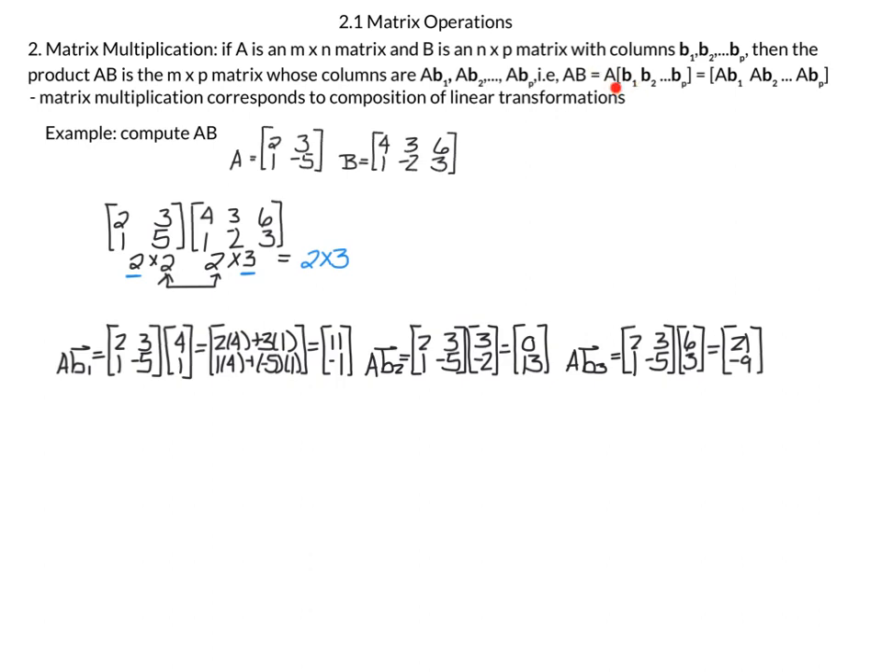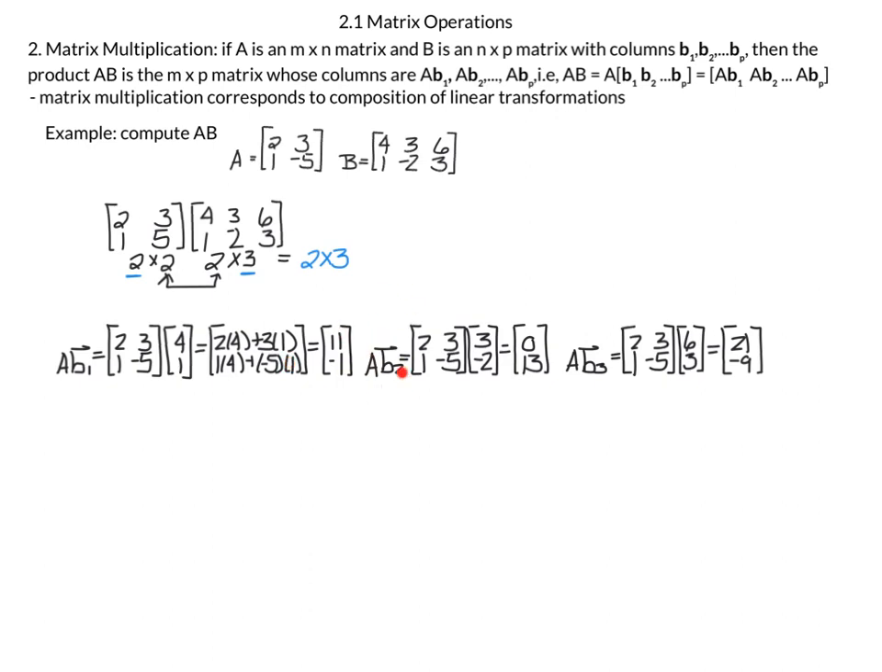So according to our rule, we're going to multiply A times each of the column vectors of B because we know how to do matrix vector multiplication. So I put my matrix A here times b1, which is the first column vector, 4, 1. And then I do my normal matrix vector multiplication, which is the dot product: 2 times 4 plus 3 times 1, and then 1 times 4 plus negative 5 times 1, and I get 11, negative 1.